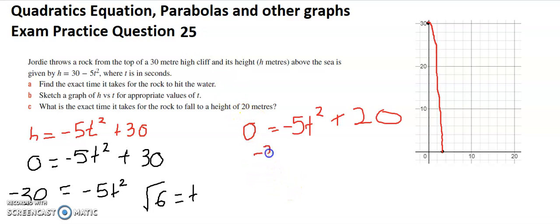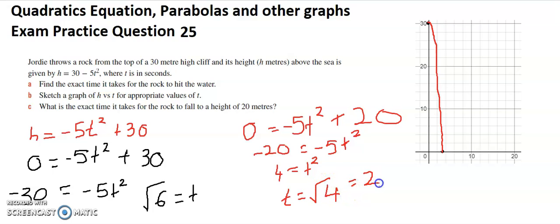I take away 20 from both sides. So I get negative 20 equals negative 5t squared. I then divide both sides by negative 5. Negative 20 divided by negative 5 is 4 equals t squared. I would like to get t by itself, so I square root both sides. And that gives me t equals the square root of 4, which is equal to 2. So the exact time it takes is 2 seconds.